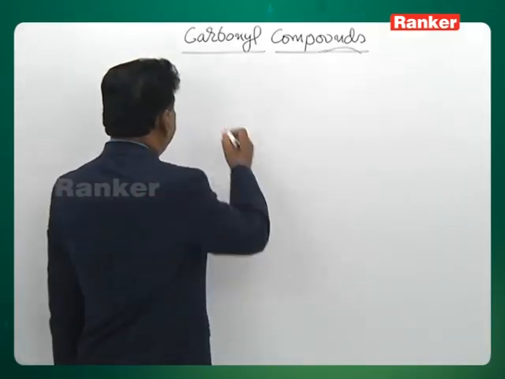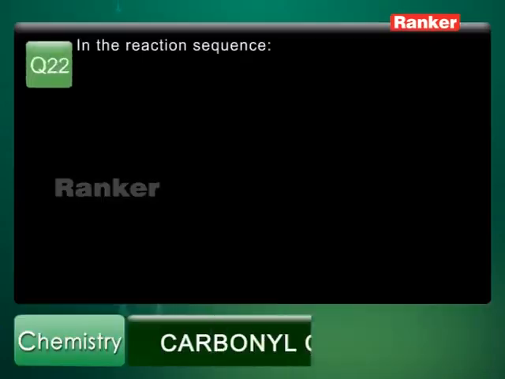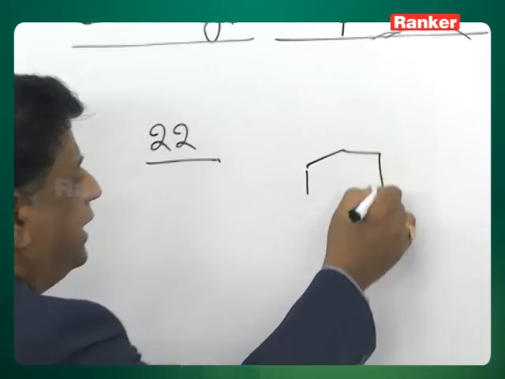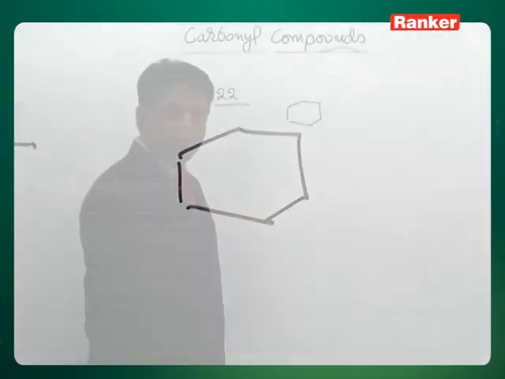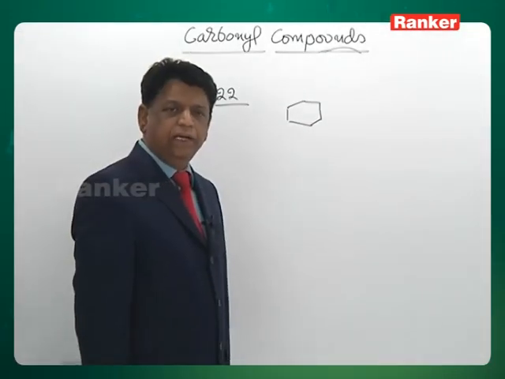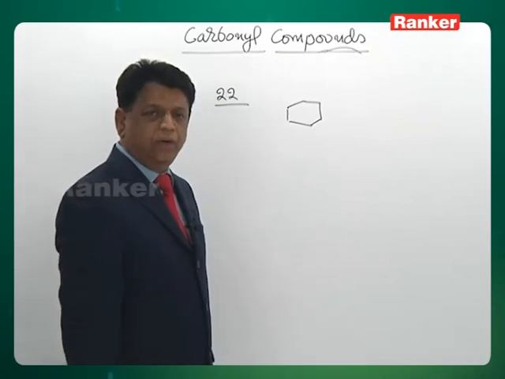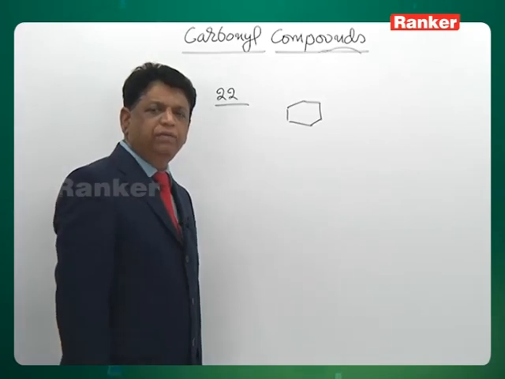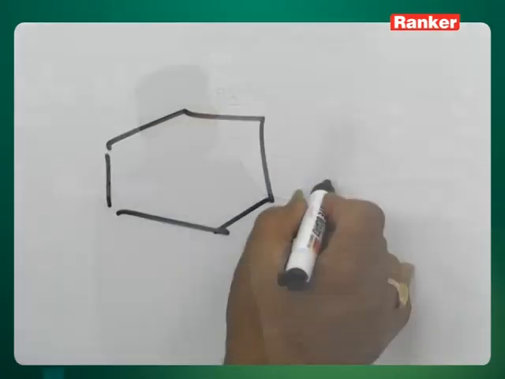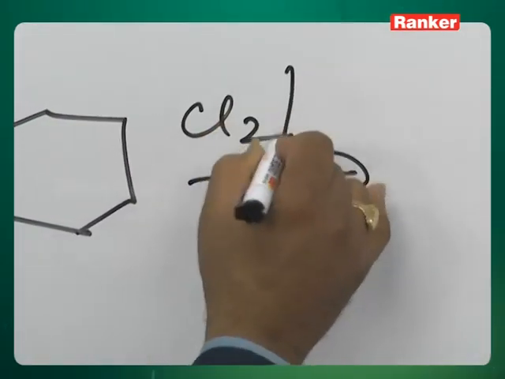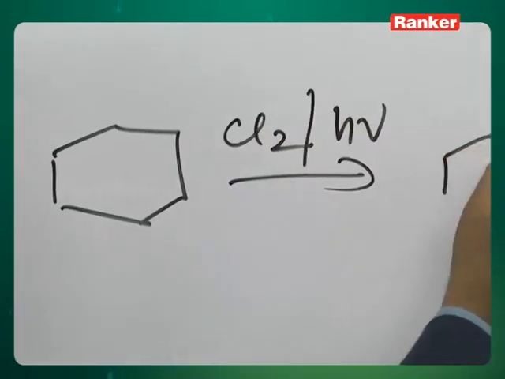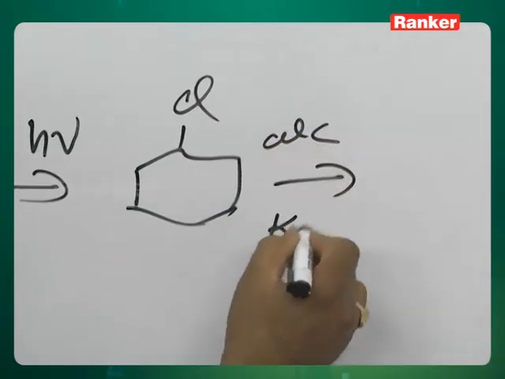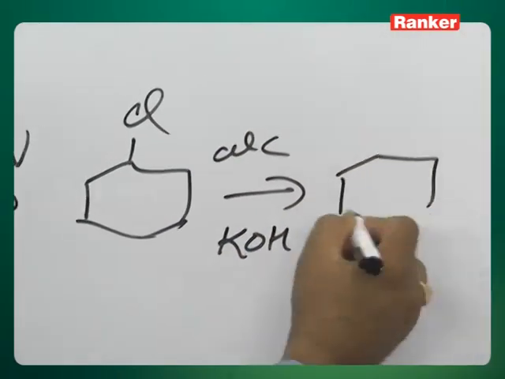Next question, 22. The cyclohexane is nothing but a 6 carbon with a ring. This on reaction with UV light, h nu, that is photolytic chlorination, maybe monochloro or dichloro is formed. Alcoholic KOH will give an alkene formation. So let us hope for the monochlorination. A chlorine is there, then alcoholic KOH will give the elimination. So we will get alkene, hopefully.